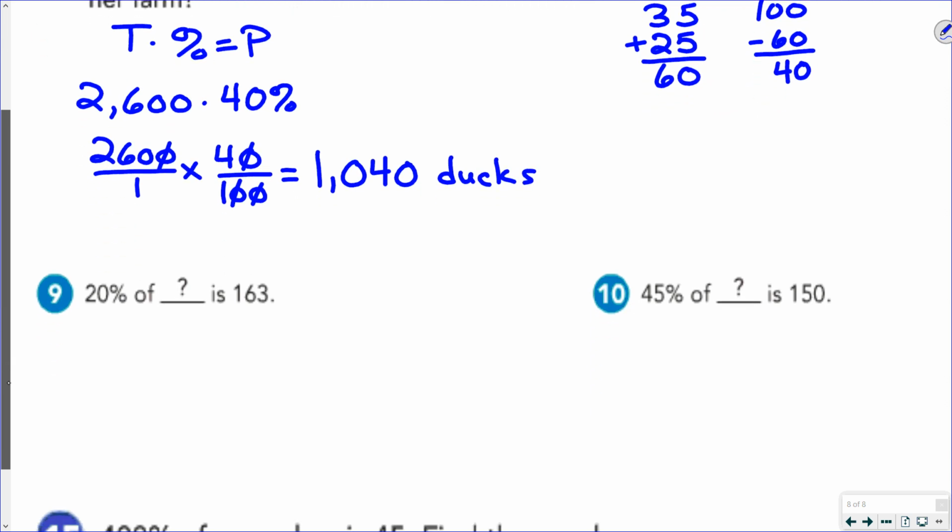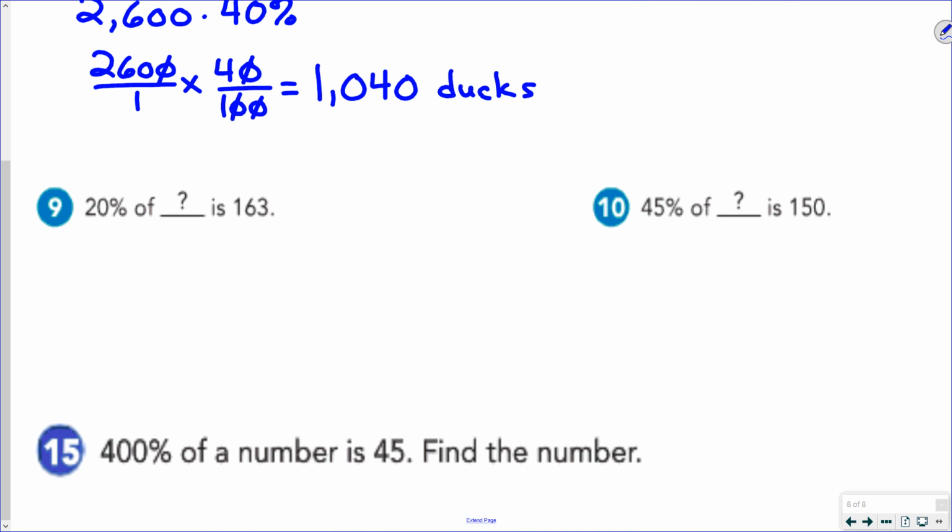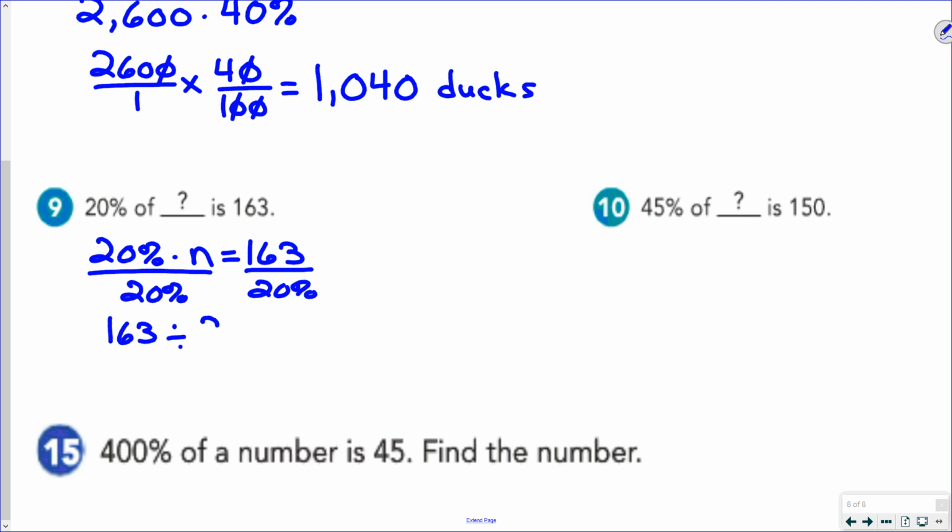Scroll down a little bit for these final questions here. So for number 9, we'd have 20% of some number is 163. Divide both sides by 20%. So that would be 163 divided by 20 over 100. Keep, change, flip. 20 becomes 1, 100 becomes 5.